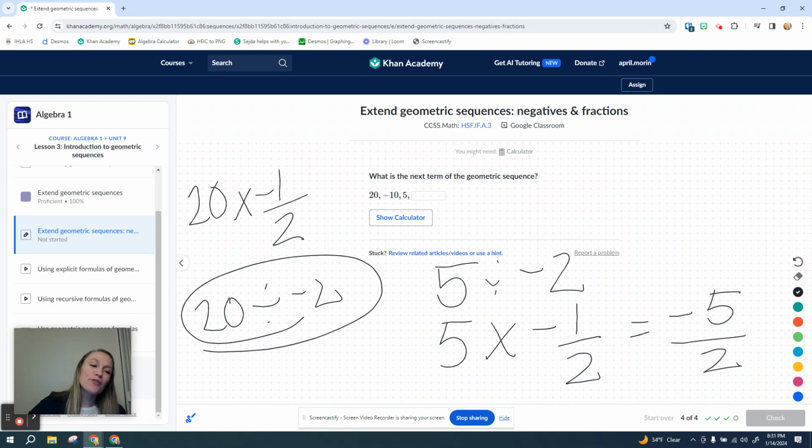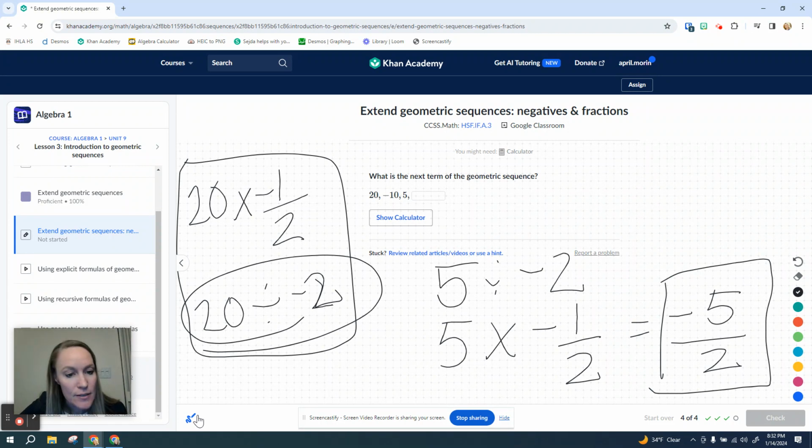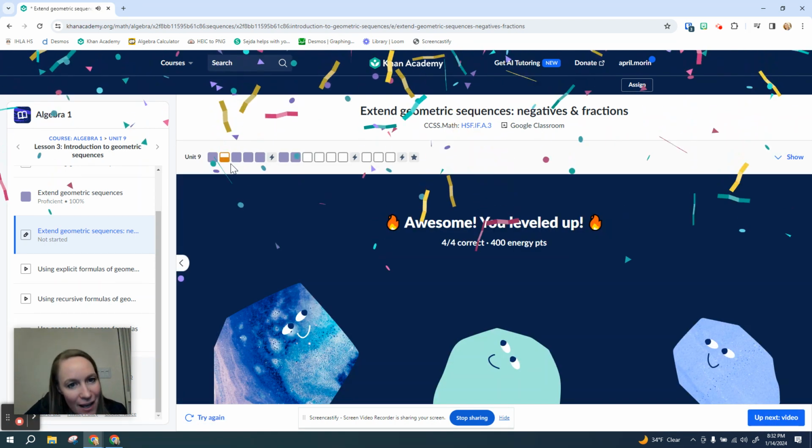You should have covered all of these division and fraction similarities in pre-algebra. Hopefully you did. If not, this is your super quick review. You can divide by a fraction, or you can multiply by a fraction, or divide by a whole number, but it's the same. So my final answer is negative 5/2. Don't forget that negative. All right. Done with number 6.